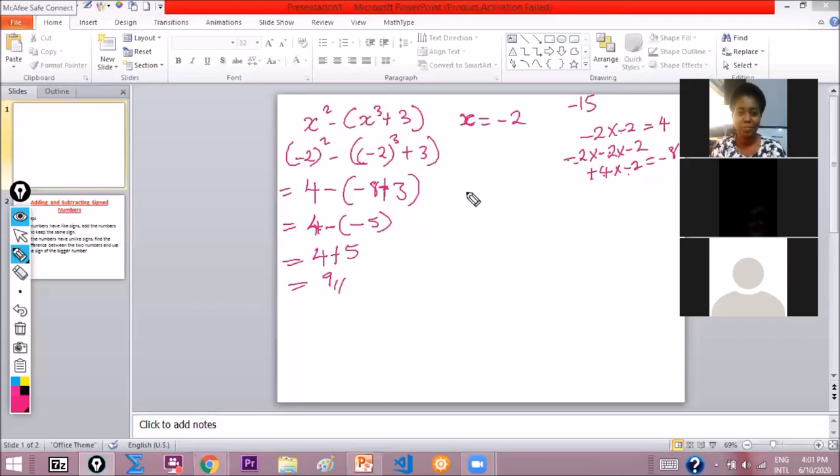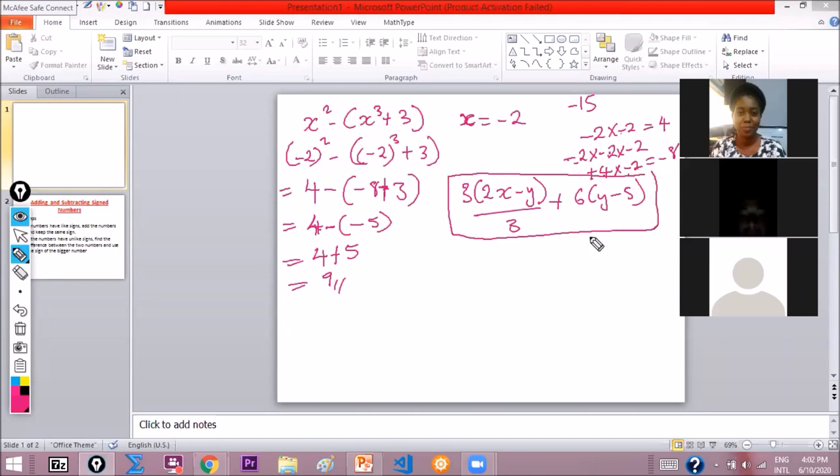So let's say you have 3 bracket 2x minus y divided by 3 plus 6 bracket y minus 5. Find the value of this algebraic expression when x is equal to minus 2 and y is equal to 3. So find this. Okay. I'm waiting.